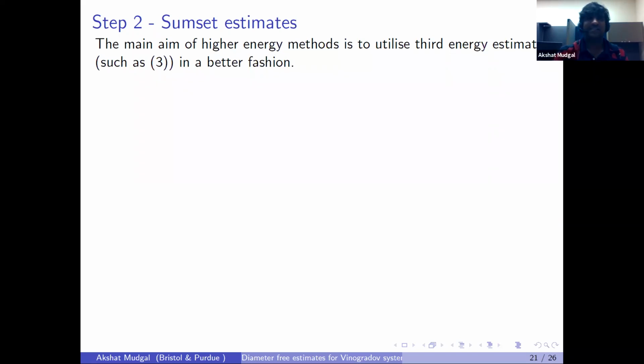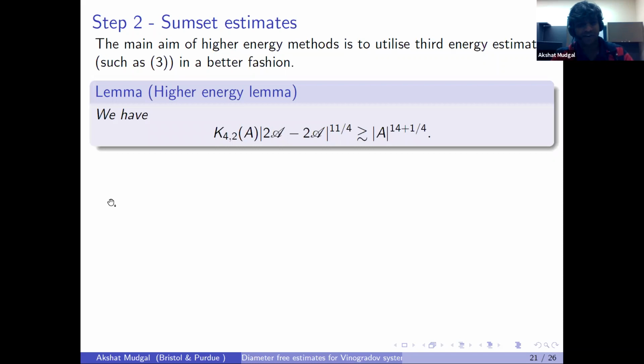Higher energy methods say that under some technical assumptions, ideally, you can always get bounds which are stronger than just Holderizing the third energy for some sets. And so I'll write a lemma here. I call this the higher energy lemma. This is a culmination of multiple third energy type estimates and multiple Cauchy-Schwarzing and pigeonholing type arguments, which are usually present in these higher energy methods. But the conclusive lemma appears like this.